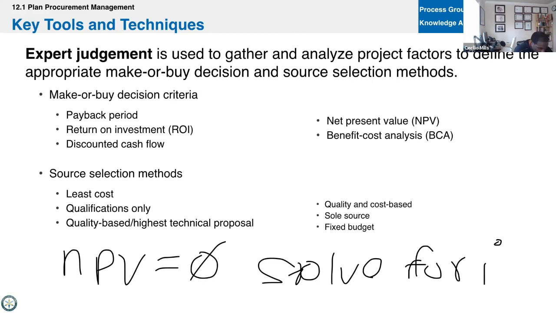All right, so those are the tools and techniques. We use make or buy decisions with some of these financial analytical techniques. We'll use source selection methods.